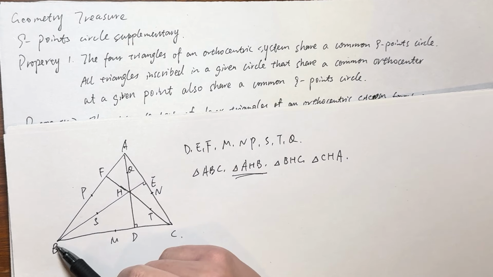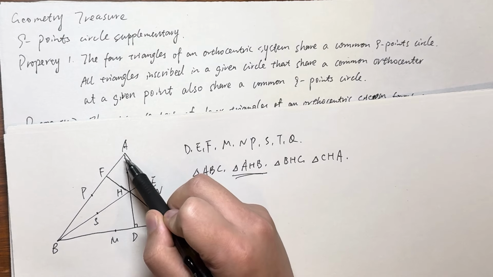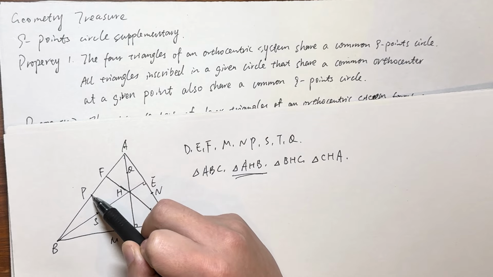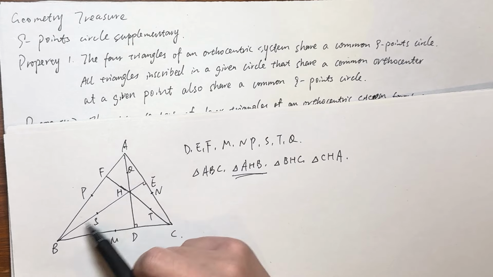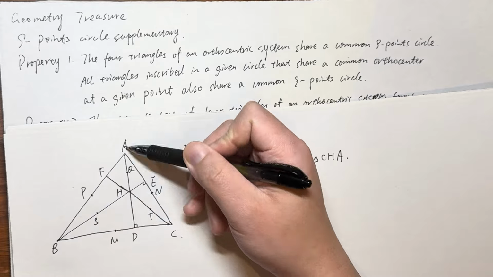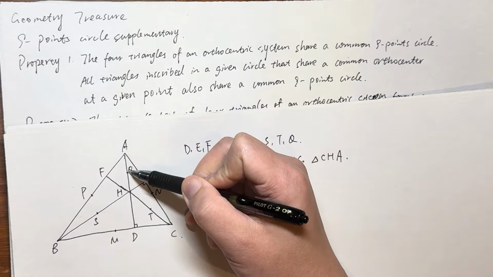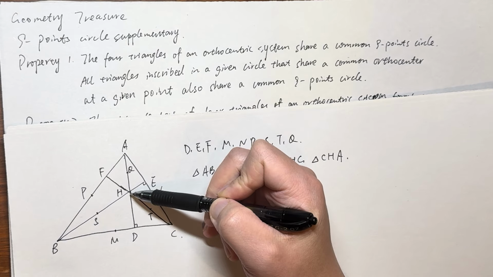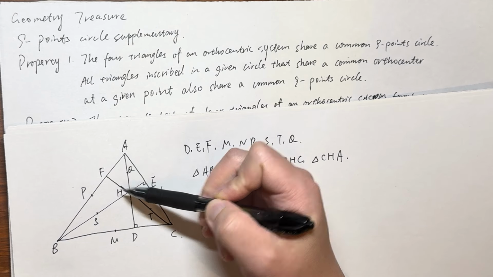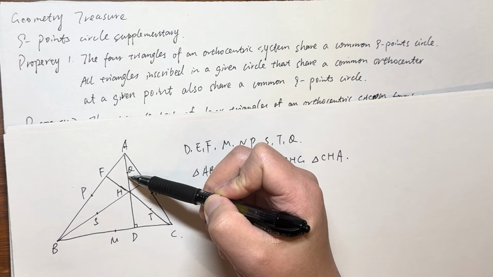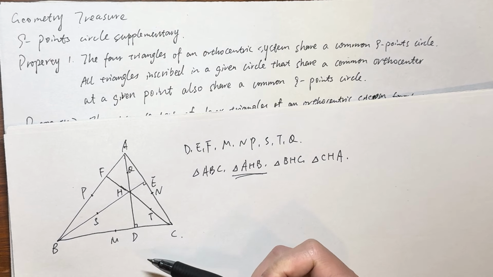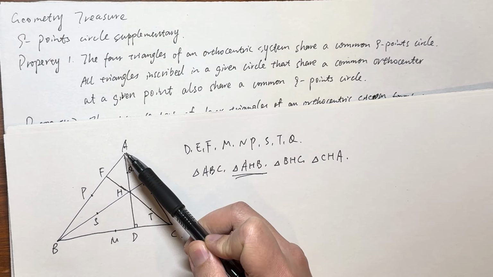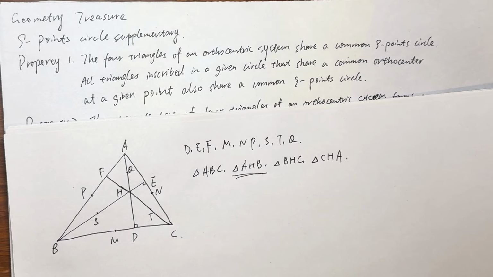So for the triangle AHB, we see the midpoint of AB side is P, the midpoint of BH side is S, and the midpoint of AH side is Q. So we know that the 9-point circle of the triangle ABH is a circumcircle of the triangle PSQ, which means that's the same circle as the 9-point circle of triangle ABC, similar for triangle BHC and triangle CHA.